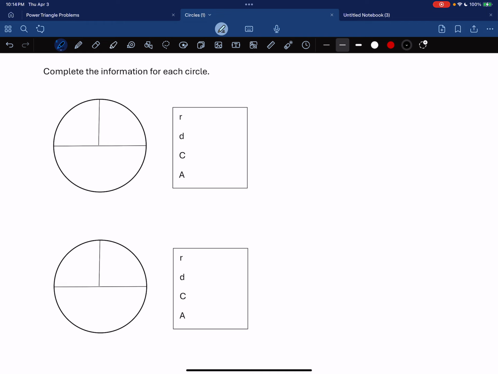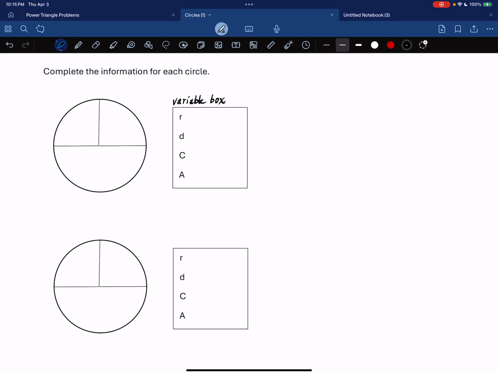So the R in this variable box, and I call this a variable box. That's not really a proper math term, but that's what I've always called it. And I had my students draw this box because I didn't want these values to get mixed up in their problem. So I always had them put the variables in a box. R stands for radius. D is diameter. Capital C is circumference. And capital A is area.